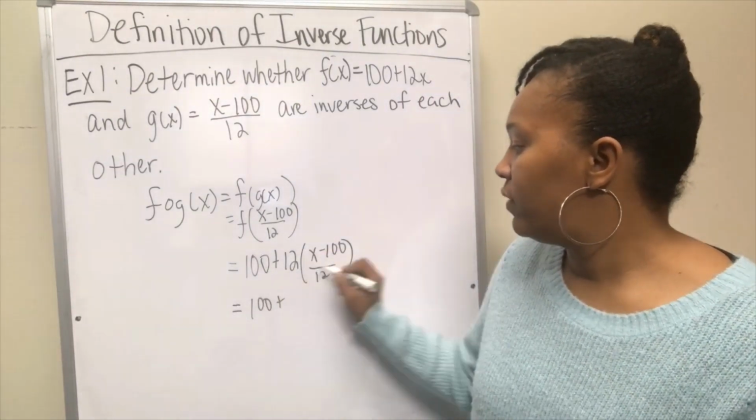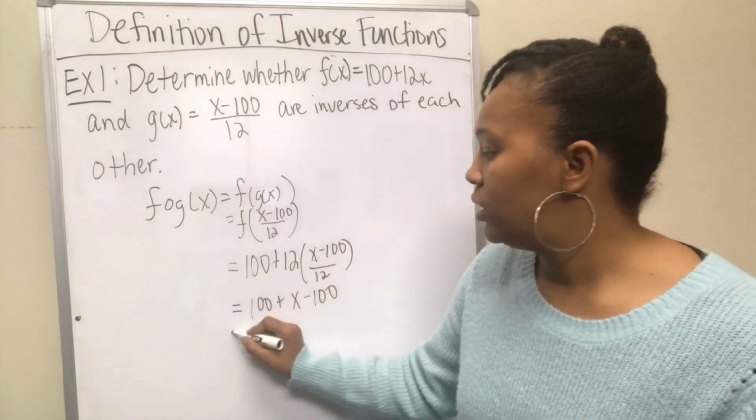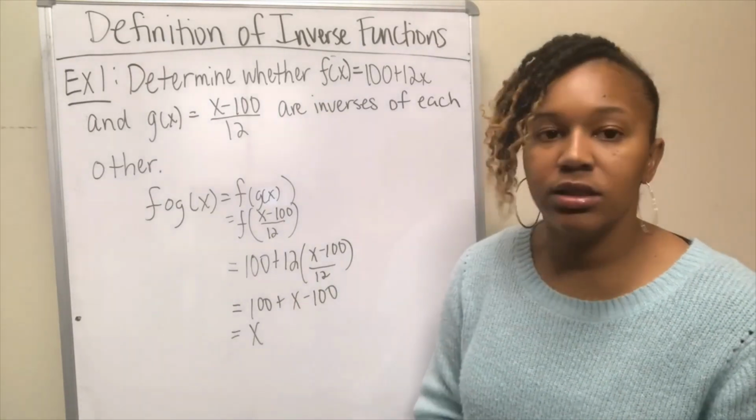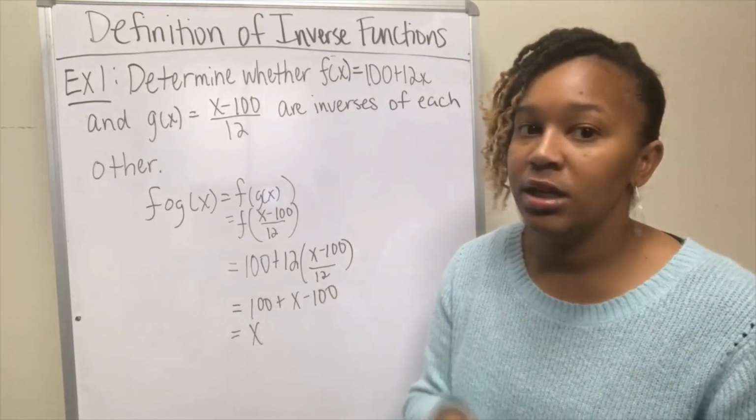So the 12s cancel and I get x minus 100. 100 minus 100 is equal to x. So for f of g of x, I get x. So the first condition is met.